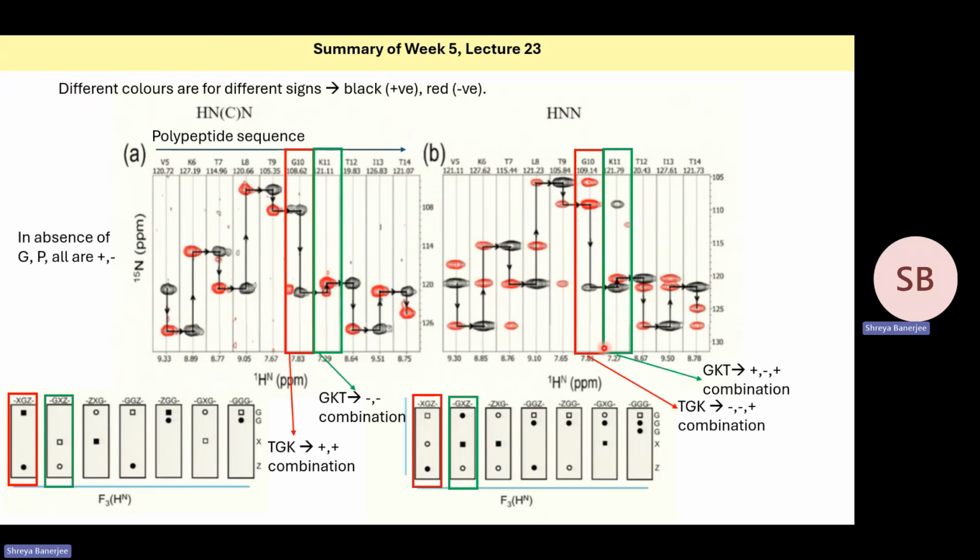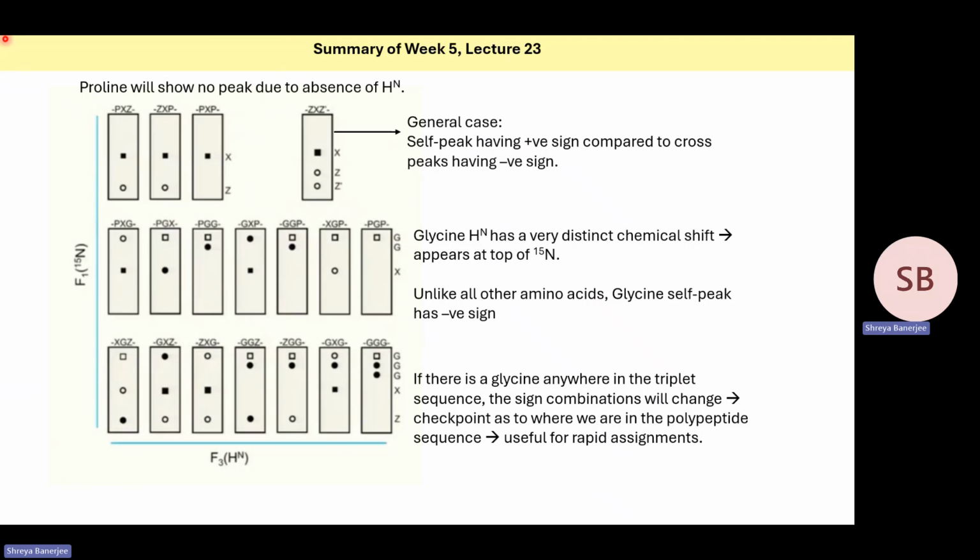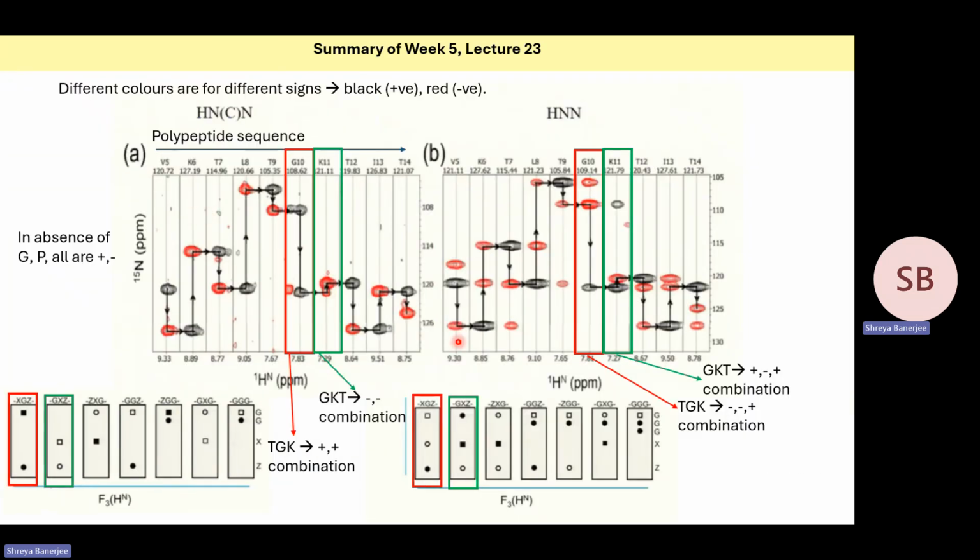Similarly, for HNN, it is a similar thing, except that in HNN the general combination is that the self peak is positive and the cross peaks are negative. So each cross section will have three peaks. You can see each cross section has three peaks, and one, the self peak, is positive, while the other two peaks are negative. So you are moving from amino acid to amino acid. The moment you arrive at glycine, the sign pattern changes. In all the other cases, you had two red and one black peak.